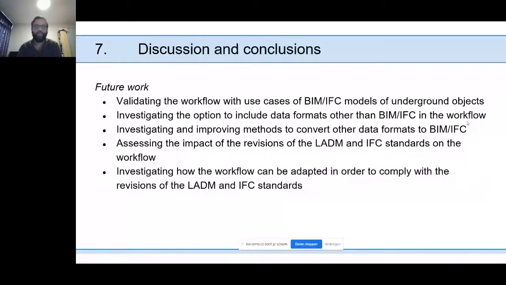So this workflow was the first initial attempt at developing a standardized manner in order to model 3D underground legal spaces in a 3D land administration system.